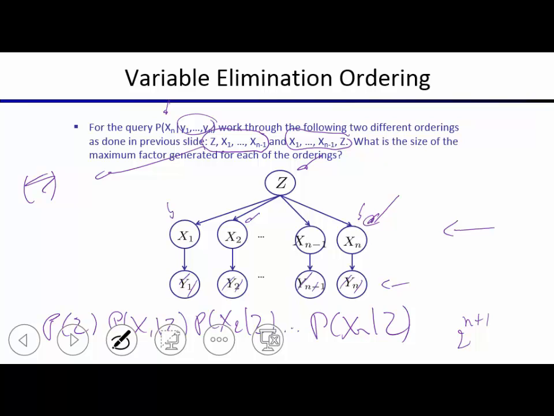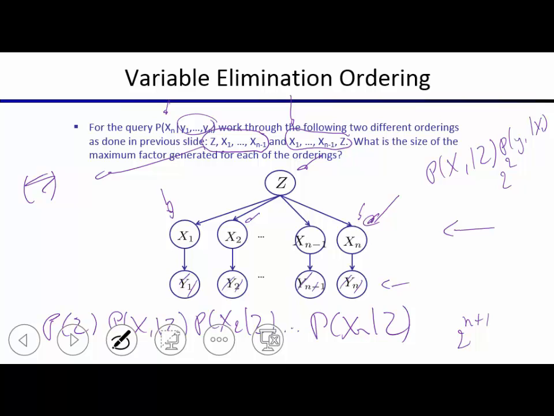Now let's look at the other ordering, see if it's more efficient. So the other ordering starts with x1. When we join on x1, we look at every table that involves x1. So that's the table for x1 itself here, the conditional, which is x1 given z, as well as the table for any child of x1, which is y1. So we also have here y1, which is instantiated, given x1. So this join involves only two variables, x1 and z, because y1 is fixed, so just two variables. So this will generate a table of the size 2 to the 2.